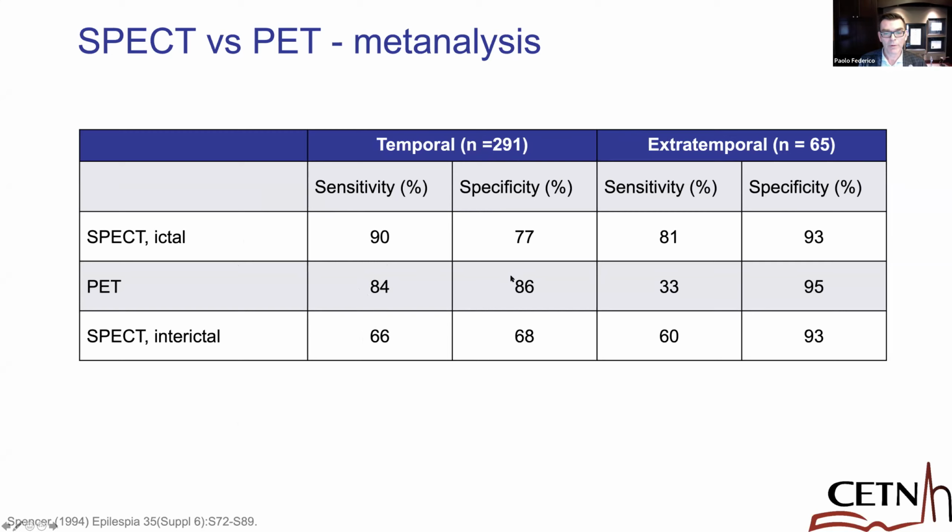The specificity, however, was the greatest for PET. For extratemporal lobe epilepsies, ictal SPECT actually outperformed PET by a significant margin, and that's really my experience as well, with an 81% sensitivity versus 33 for interictal PET versus 60% for interictal SPECT. And the specificities were all roughly the same for this. And I forgot to mention in this study, they determined the relationship of these neuroimaging investigations with the seizure onset zone determined by scalp EEG.